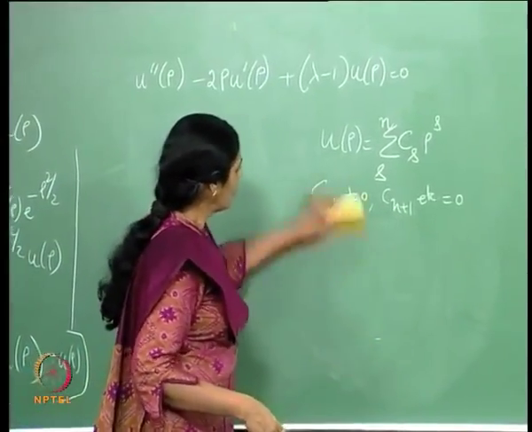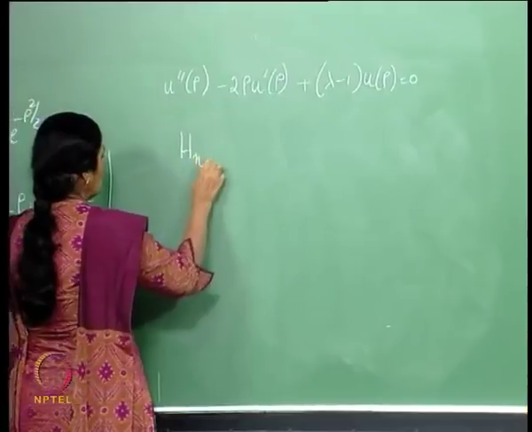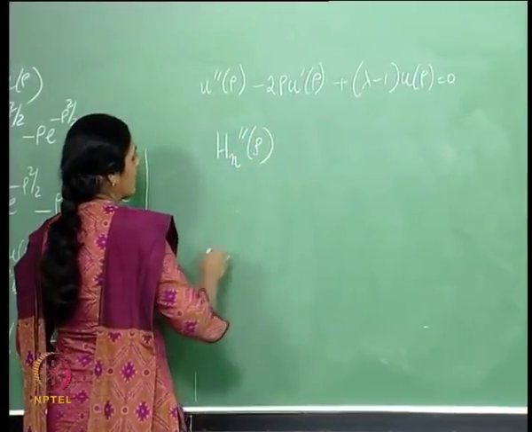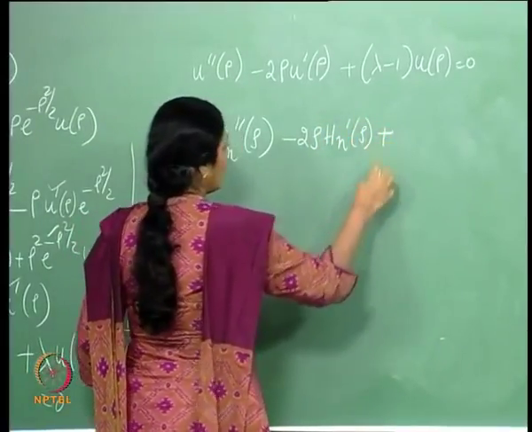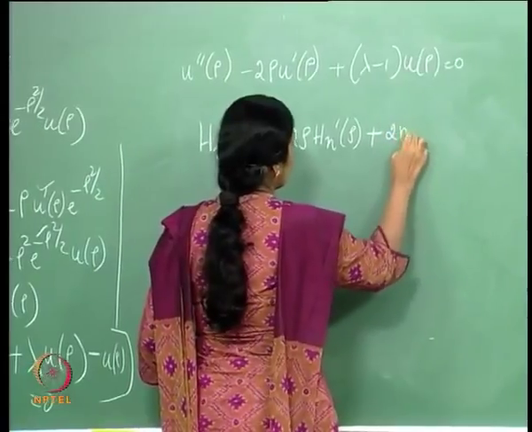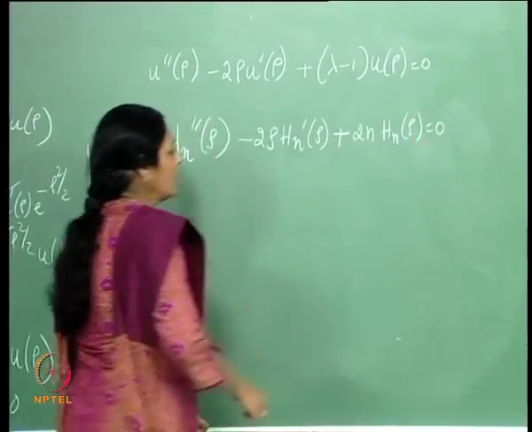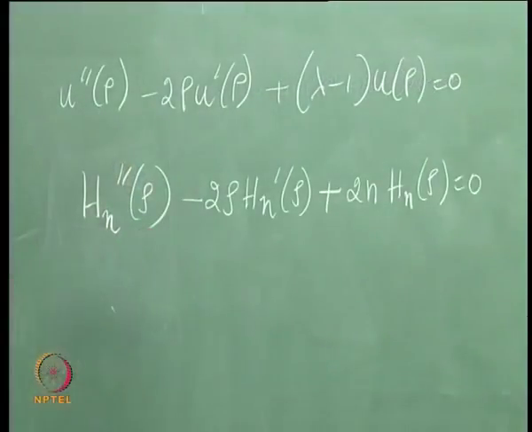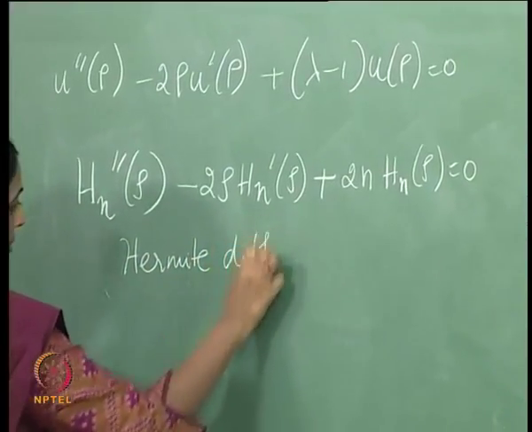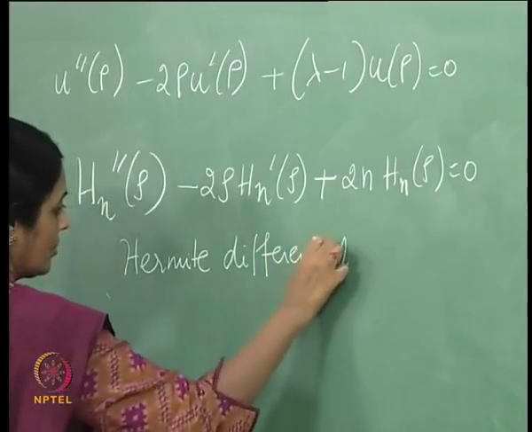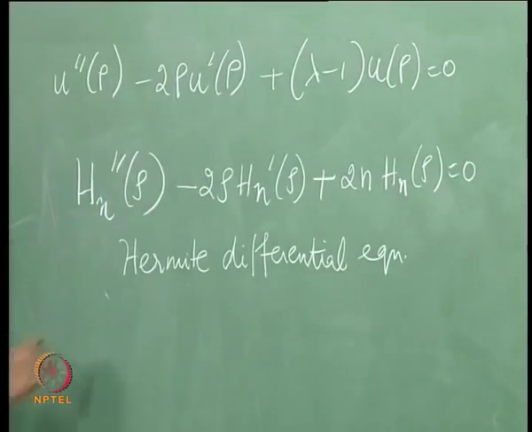Suppose Hn of rho is the Hermite polynomials. The solution of the equation Hn double prime of rho minus 2 rho Hn prime of rho plus 2n Hn of rho equals 0 is the Hermite differential equation. These are polynomials in rho. Hn of rho is a polynomial in rho.